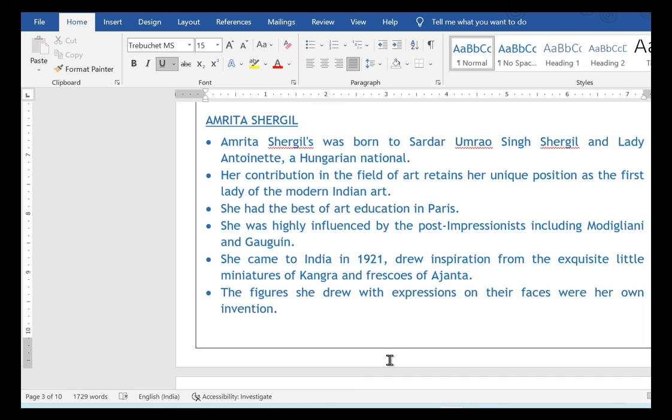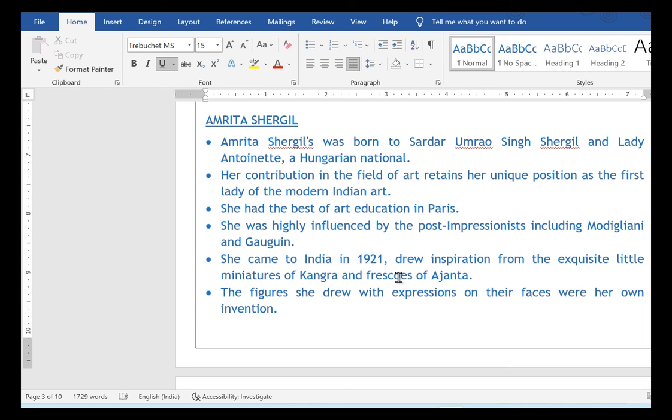Her contribution in the field of art retains her unique position as the first lady of modern Indian art. She had her education in Paris. She was highly influenced by the post-impressionism artists like Modigliani and Gauguin.